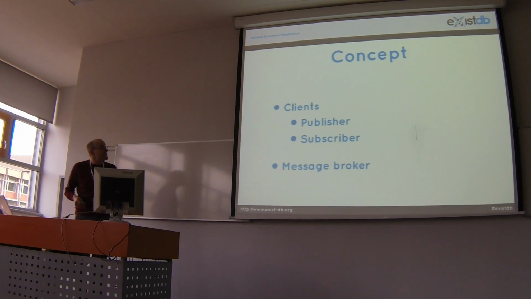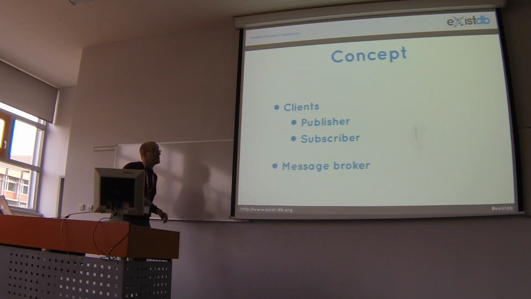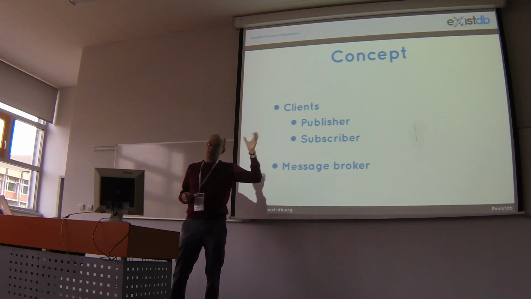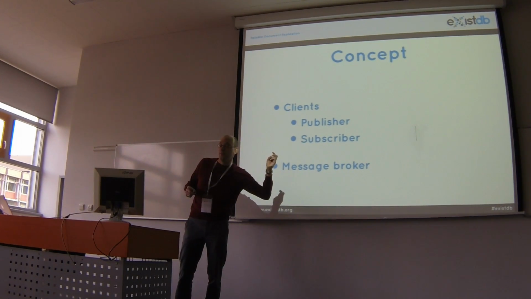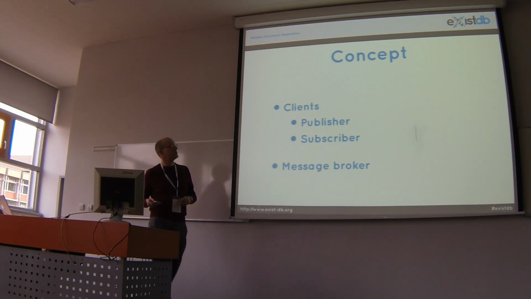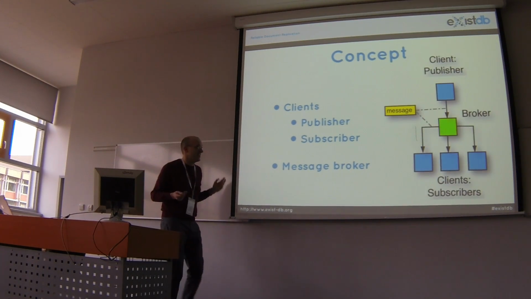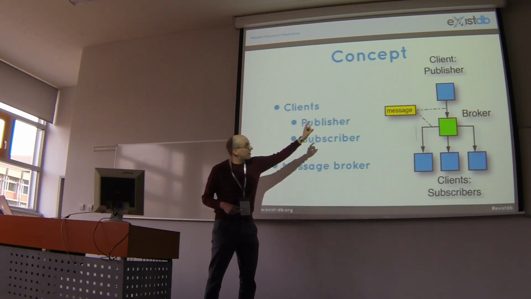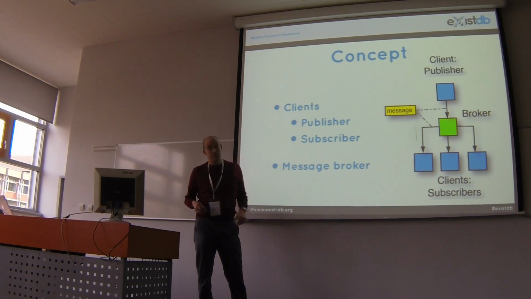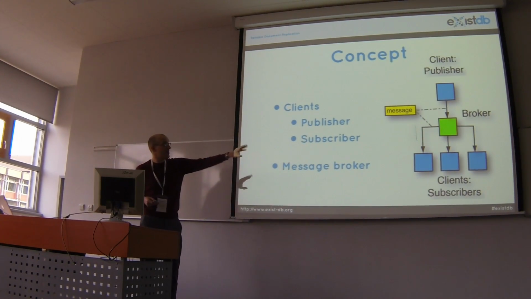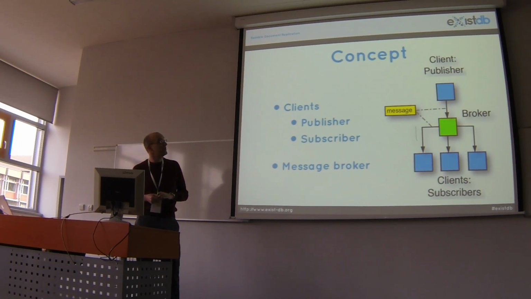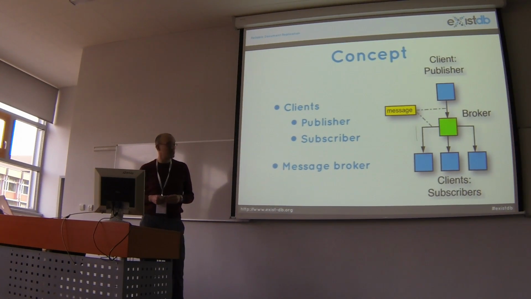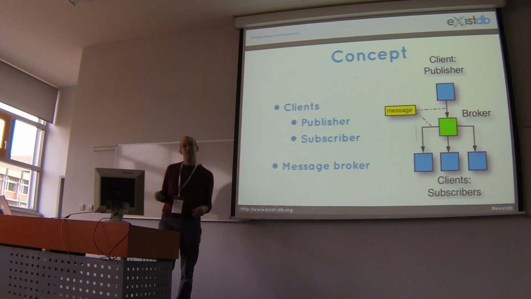Okay, so the JMS thing is about clients, which are either publisher or subscriber, and there's a message broker. If we see it like this, both client and publisher are normal XSDB instances, and the one in the middle is the ActiveMQ broker, which basically copies the message coming from the publisher to the clients one-on-one, transparently.